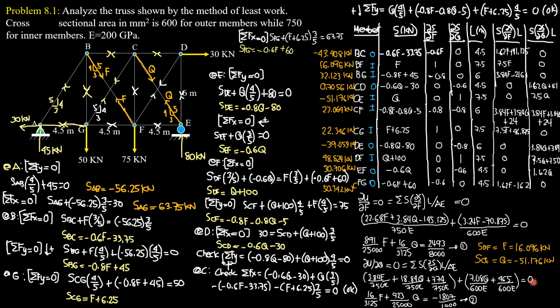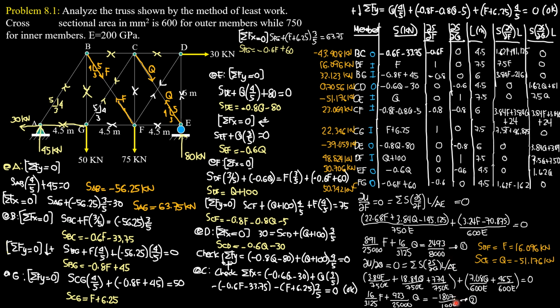So combining like terms, 3.84 F over 750 reduces to 16 over 3125 F. Then for Q, 18.84 over 750 plus 7.08 over 600, that's 923 over 25,000 Q. Then for the constants, transpose to the right, so negative 774 over 750 minus 465 over 600, cancel out E, is negative 1807 over 1000. So we have equation 1, equation 2.